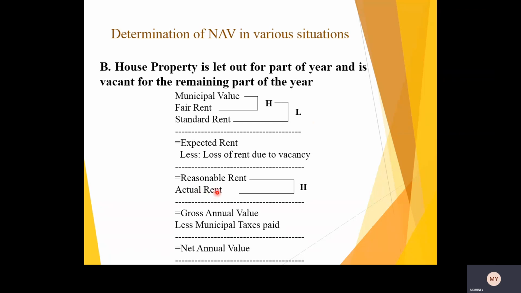Okay, so when you calculate this, you will take the higher amount of reasonable rent and actual rent. That higher amount will be your gross annual value. Then you subtract municipal taxes paid, which equals your net annual value. So this is the only difference in case the property is vacant for some part of the year: you have to subtract loss of rent due to vacancy from your expected rent, so that reasonable rent can be calculated. Okay, so let's understand this with the help of an example.